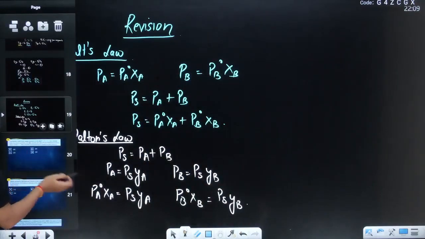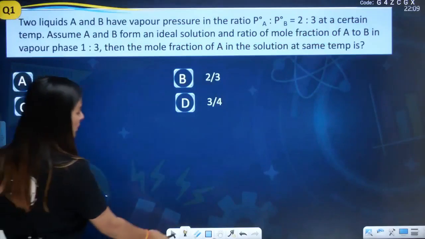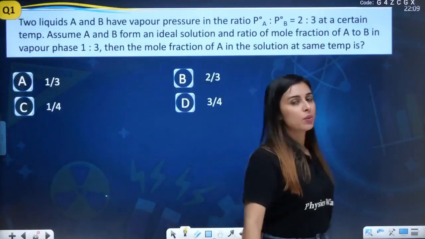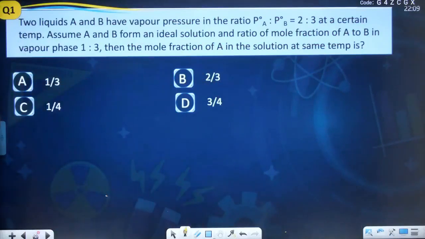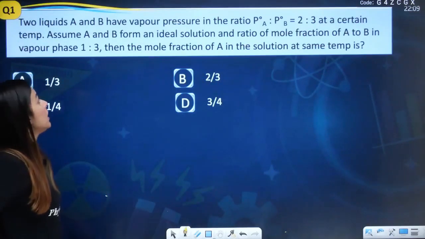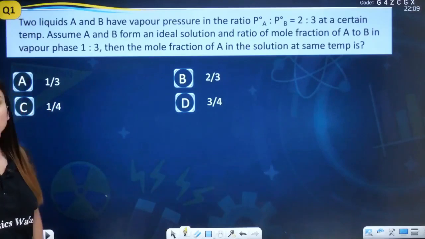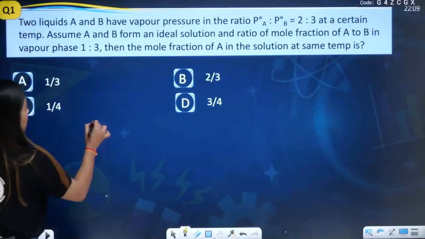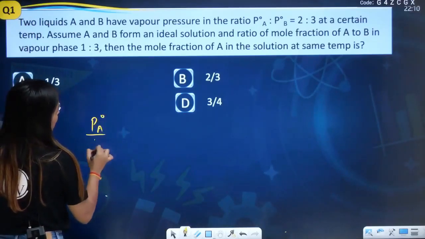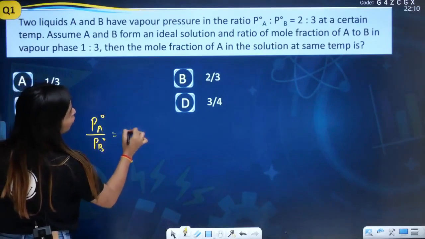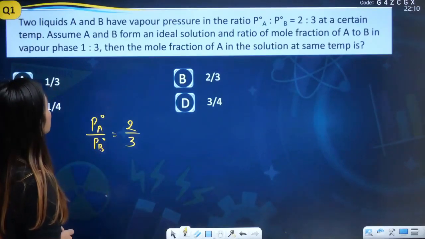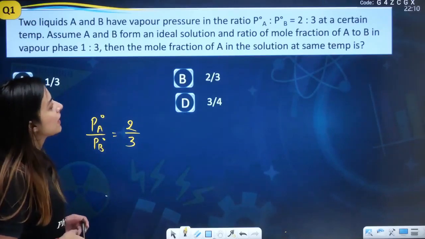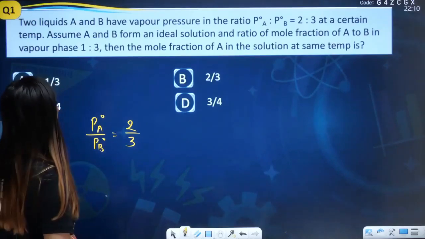Here is the question on the screen. Try to solve the question yourself. Read the question and then we'll move forward. What does the question say? You have two liquids A and B with vapor pressures in the ratio PA naught to PB naught equal to 2/3. At a certain temperature, assume A and B form an ideal solution and the ratio of mole fractions of A and B in the vapor phase.